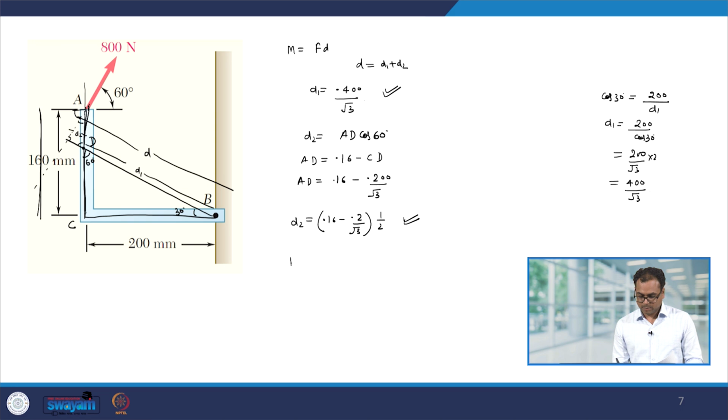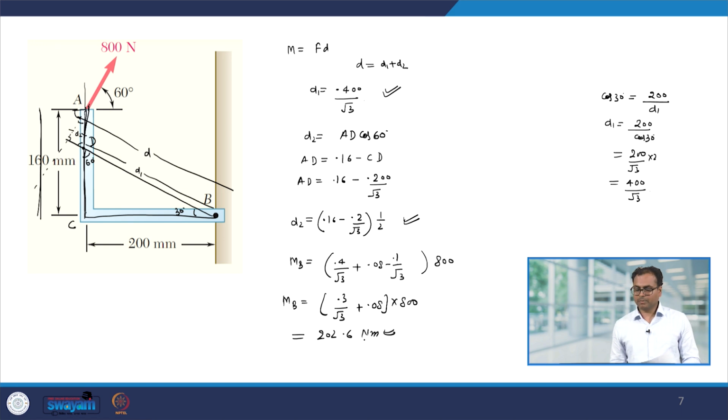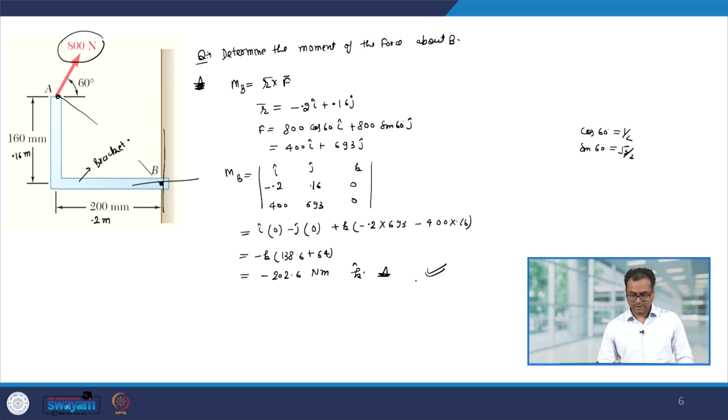So, therefore, the moment will be the force multiplied by the distance, distance is d1 plus d2. So, d1 is 0.4 divided by square root 3 plus d2 is 0.08 minus 0.1 over square root 3. So, therefore, the moment will be, let us simplify this, 0.3 divided by square root 3 plus 0.08 multiplied by 800, and this comes out to be 202.6 Newton meter, which is the same as we have obtained earlier.